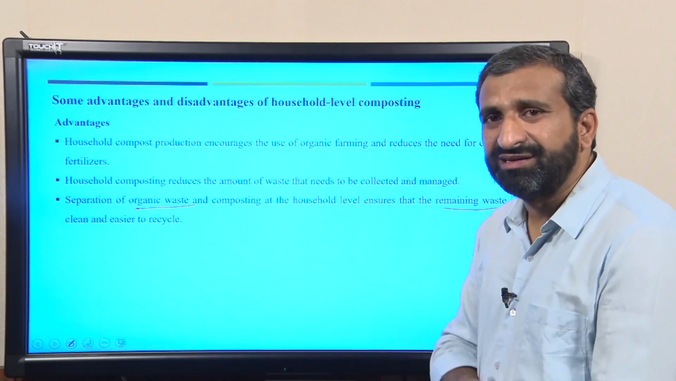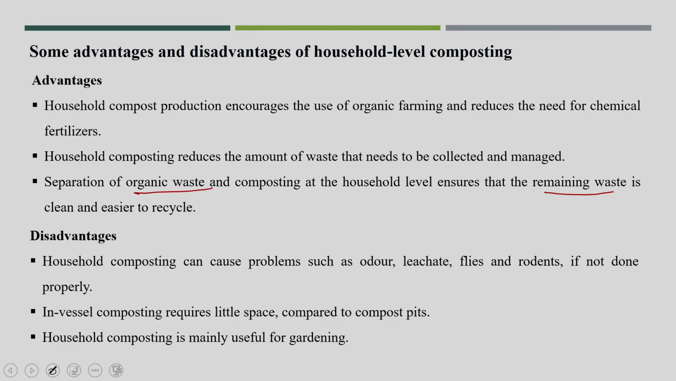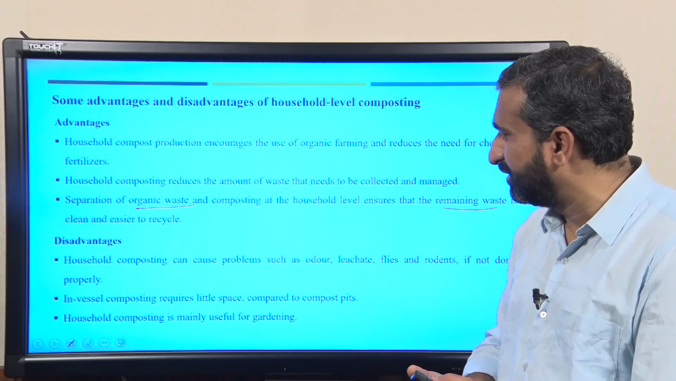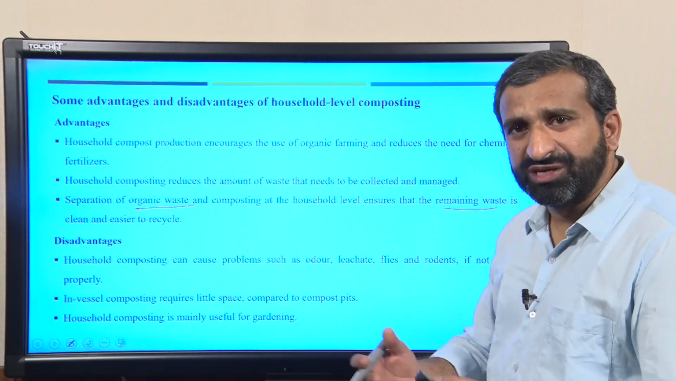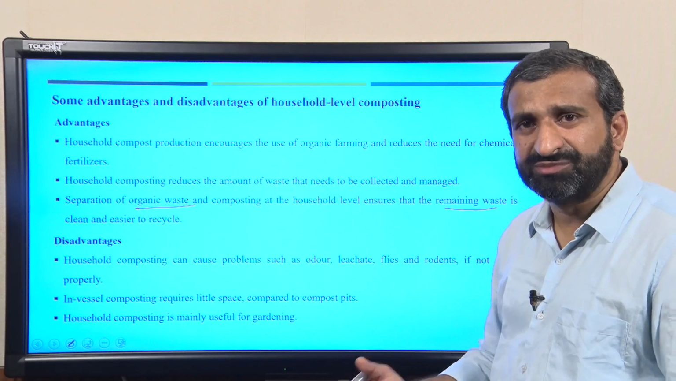Along with those advantages, there are some disadvantages also. It can cause problems such as odor, leachate, and flies, but household composting is easily manageable. We also need to ensure that proper aeration is provided, so that odor and leachate issues do not come out of the unit. Space is also another issue; you will require space.